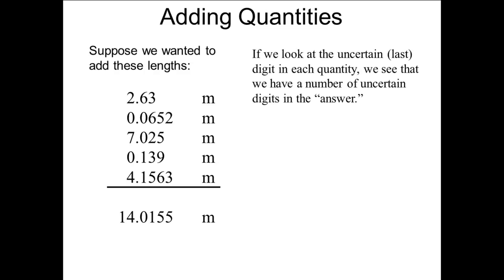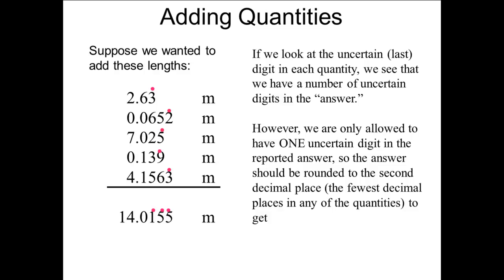If we look at the uncertain digit in each quantity, the last digit, we see that we have a number of uncertain digits in the answer. Let's place a red dot over the uncertain digit in each number. Whenever we add an uncertain digit with any type of digit, we get an uncertain digit. So the answer has three uncertain digits: the last 5, the other 5, and the 1.